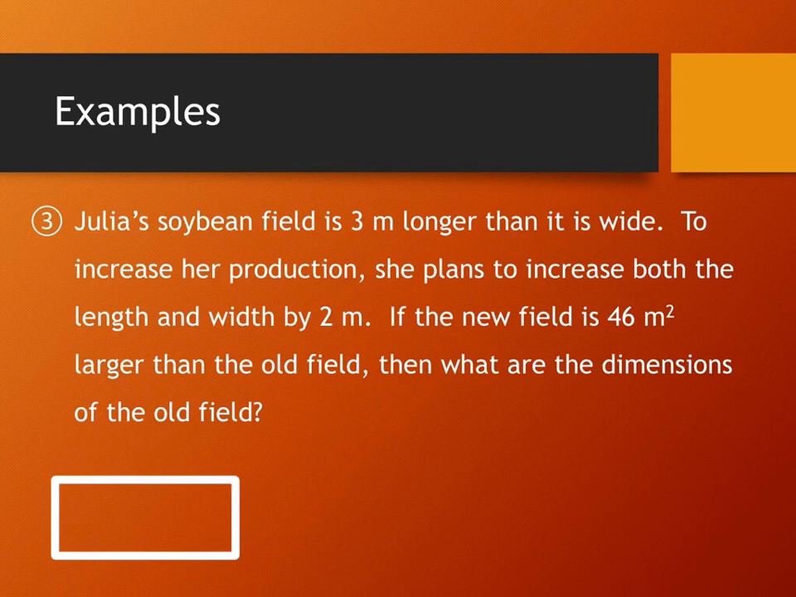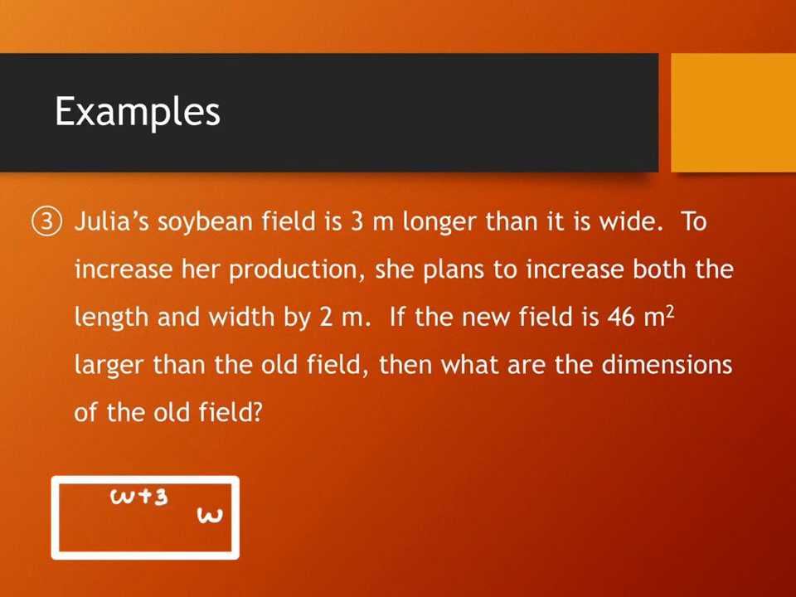It says it's 3 meters longer than it is wide. So maybe you want to call it X or W for the width. And then what would the length be? L, but in reference to the width, yeah, W plus 3, because it says it's 3 meters longer. So try not to introduce more variables than you really need in the problem. It doesn't hurt anything, it just makes it more complicated. So simplify where you can.